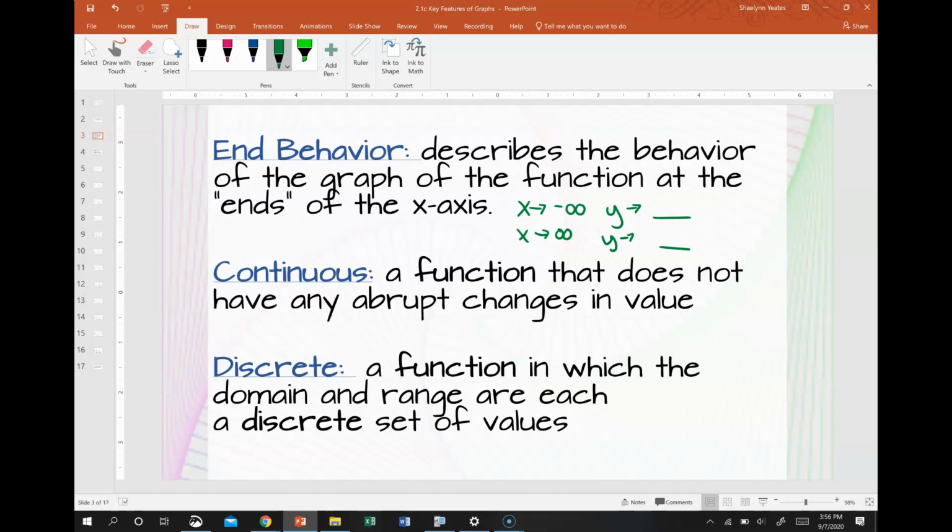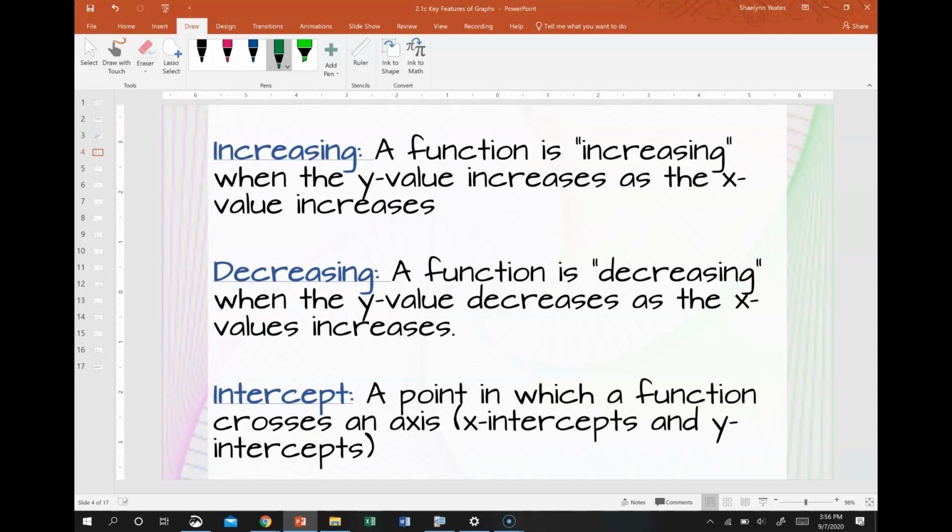Discrete is not that. It's a function in which domain and range are each discrete sets of values. In other words, discrete means we have, like, if here's our graph, then we have a point here and a point here, and then we have a point over here. Or we could have little lines like this. It's just, there's pieces to it. Okay?